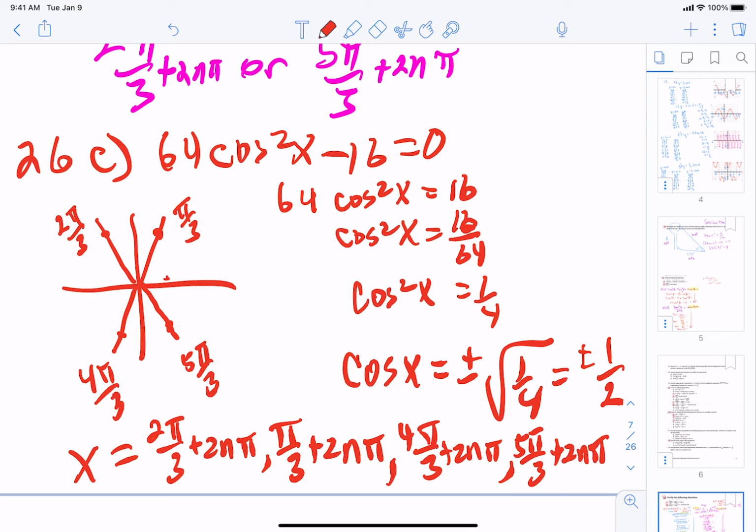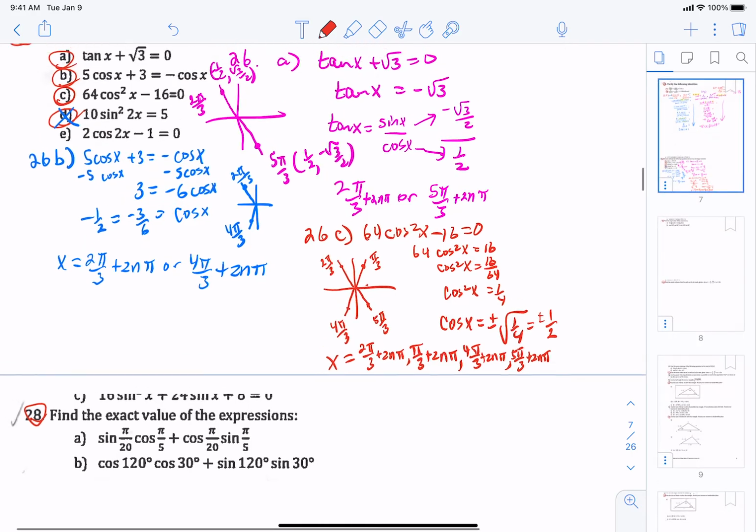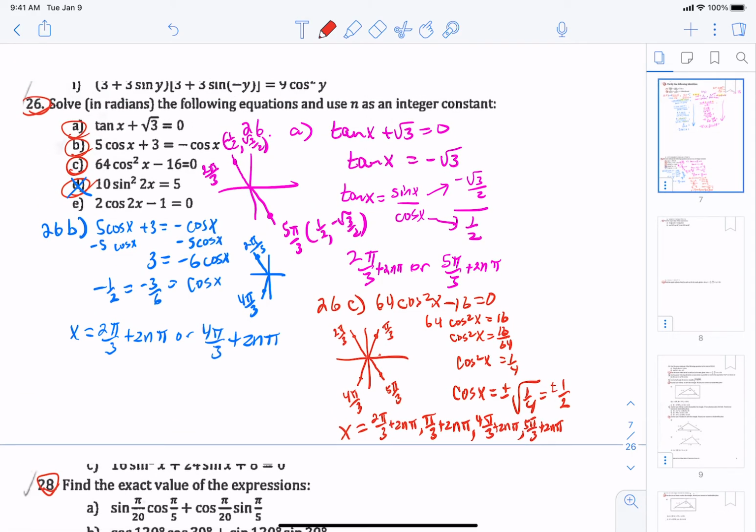Now, if it doesn't say 2n pi, if it gives you the interval from, say, 0 to 2 pi, your answers would just be pi over 3, 2 pi over 3, 4 pi over 3, 5 pi over 3. But if they mention that for any angle, you've got to add that plus 2n pi on to make it work. So that is some of your trig equations. Okay, so there's 26.